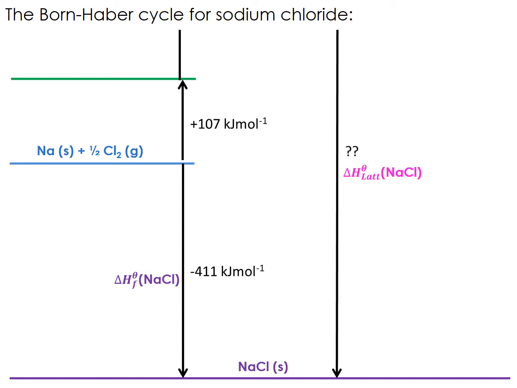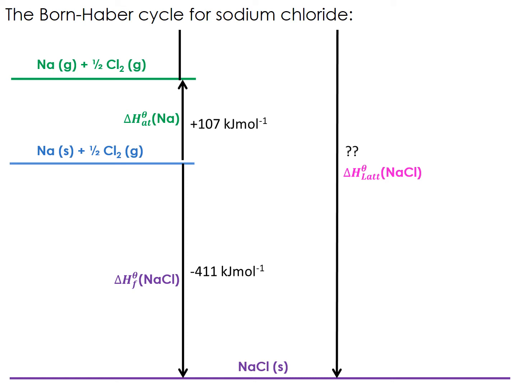At the left hand side then we've got sodium solid and half Cl2 gas. The first thing that we need to do is deal with the sodium solid and make that into isolated gaseous sodium atoms. So take 1 mole of solid sodium, make 1 mole of gaseous sodium. That's the only change that's happened on that line. And that's the standard enthalpy change of atomization of sodium.